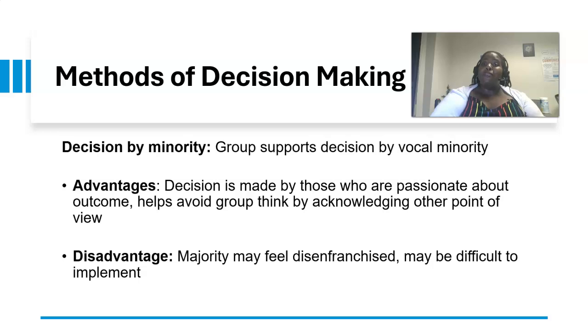But the majority might feel disenfranchised and it might be difficult to implement, especially if more people don't want to do it, and with the power of numbers they don't implement the solution, then it might not work anyway. So just like with decision by a majority, you want to provide buy-in with the option of trying the other way later on.